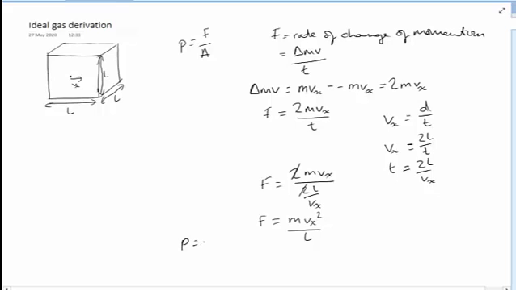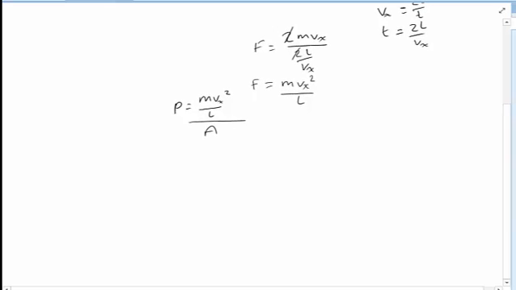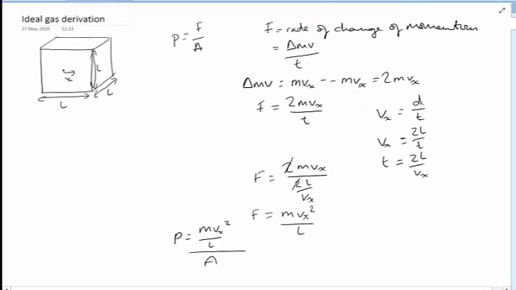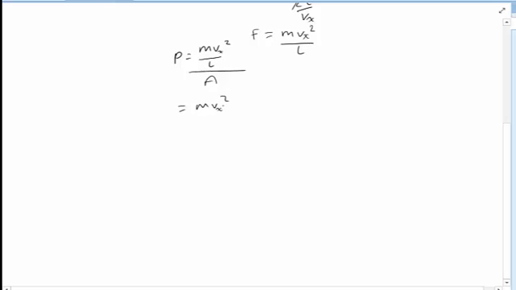Okay, so we still need to substitute that back into the equation for pressure now. So pressure is equal to mvx squared over L divided by A. Now, the area of our surface, if we go back to our diagram, was L times L, so L squared. So we can go mvx squared over L divided by L squared. And that comes to mvx squared over big V for volume, because L cubed is equal to V.